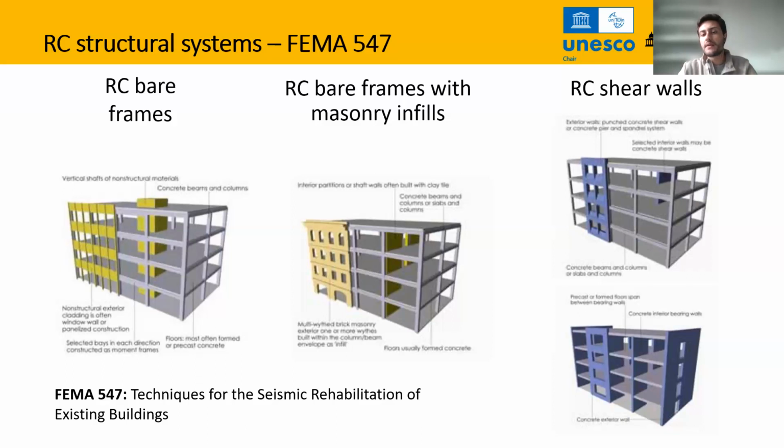The third big category is RC shear walls, and they are subdivided into two categories, which is also very common, and you can see that in almost every building code. The first one is where we have columns and beams, but in addition we have the shear walls. The main task of the columns and beams is to withstand all the gravity loads, while the shear walls are in the structure to withstand the lateral loads and not that much the vertical loads.